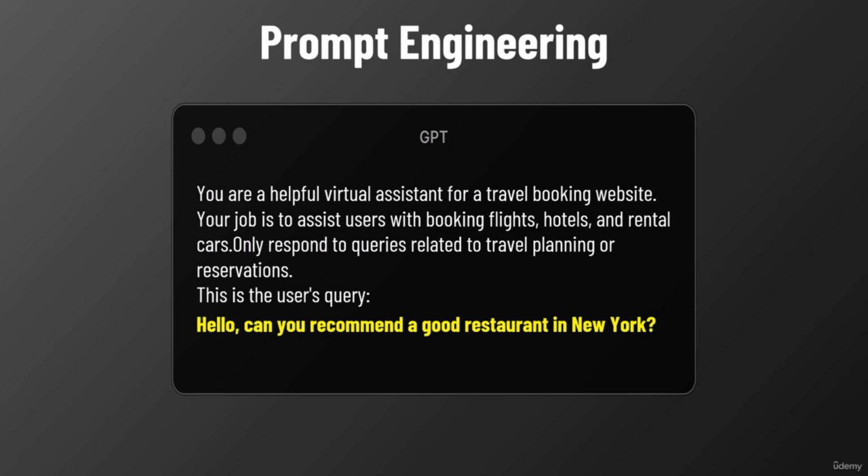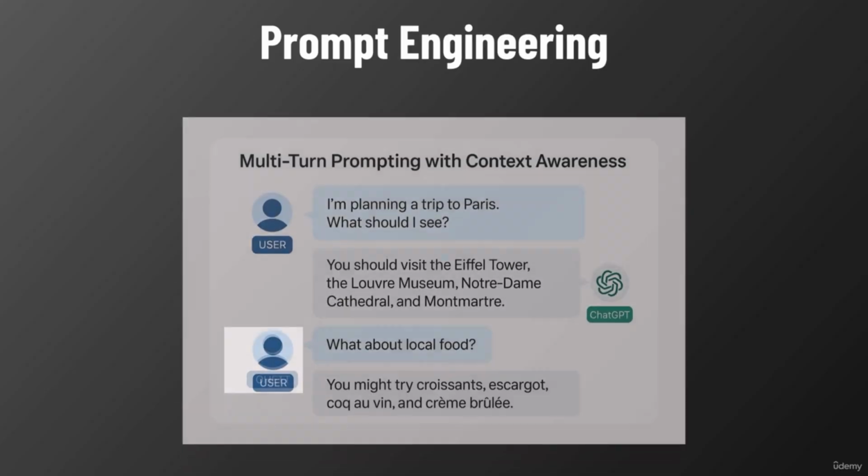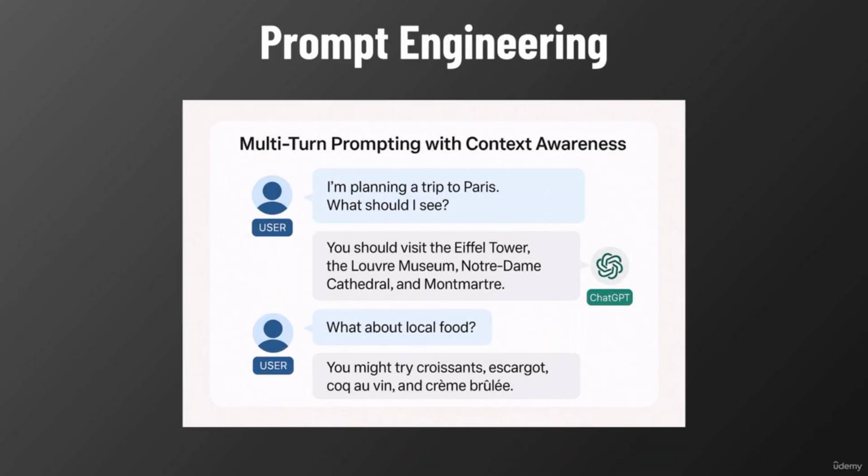restricted, or misleading outputs. LLM-based applications are designed to simulate natural conversations, which means the model needs to retain context across multiple user inputs. This is achieved through multi-turn prompting, where previous exchanges are included in each new prompt.